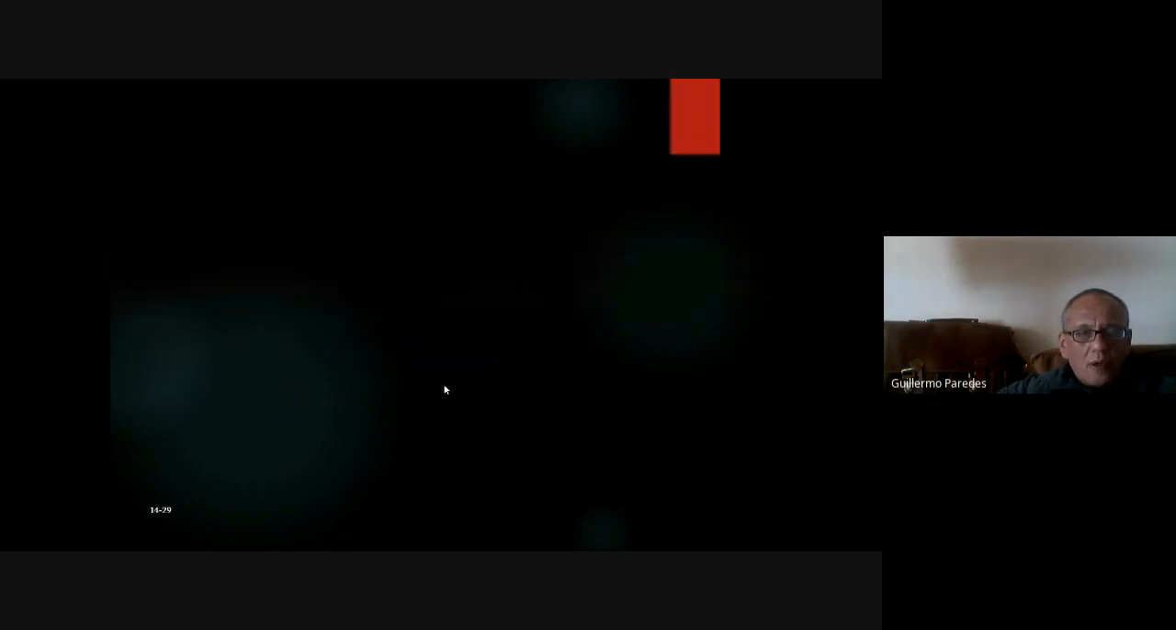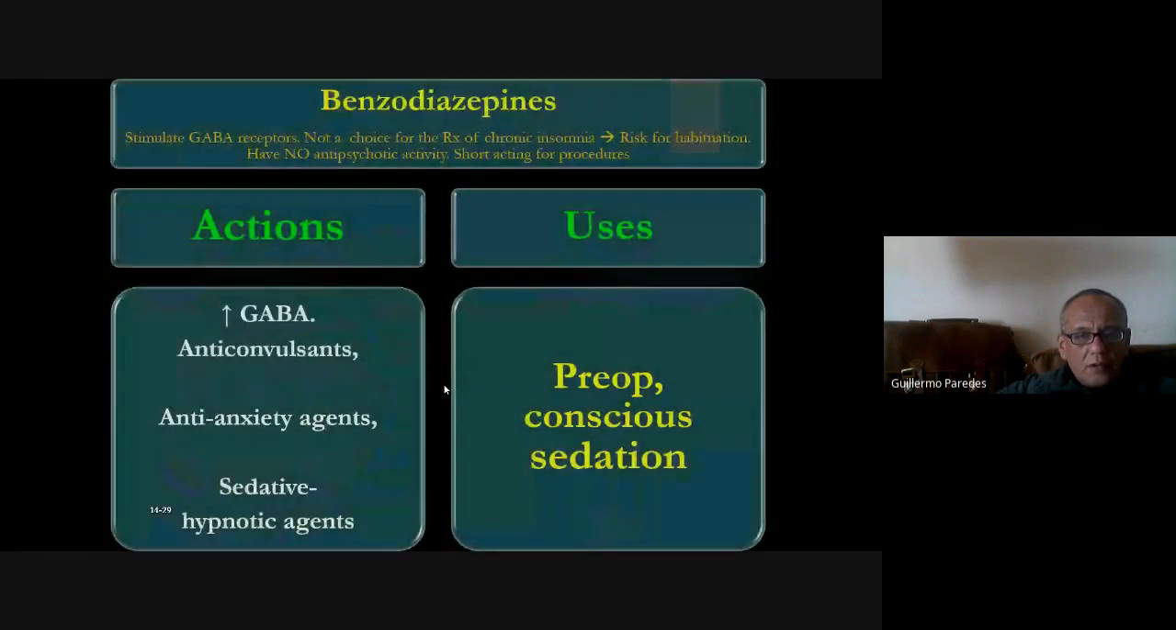Now, let's talk about the non-benzodiazepines. Okay, so before that, what is the mechanism of action of the benzodiazepines? Increase GABA. GABA is an inhibitory neurotransmitter. And benzodiazepines can produce dependence. You need to use them no more than 4 weeks. And when you are coming off the medication, you need to taper off.